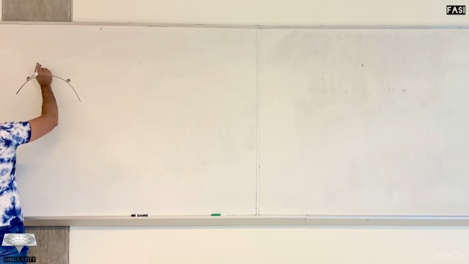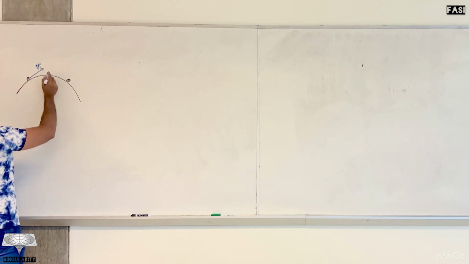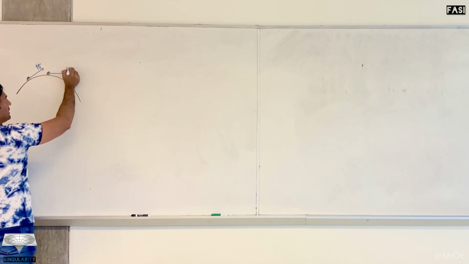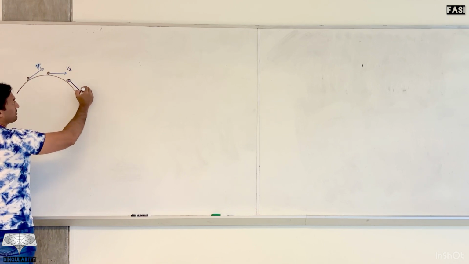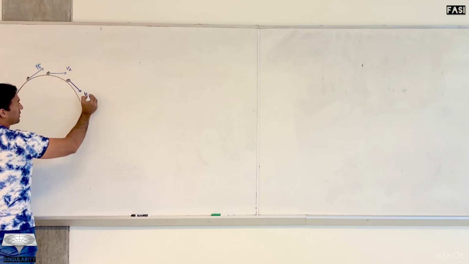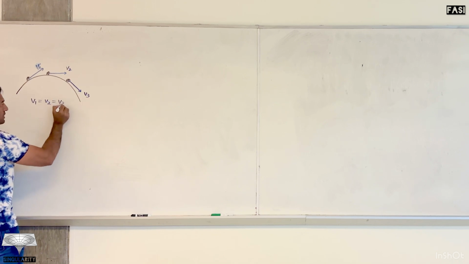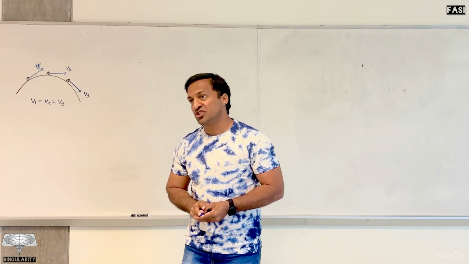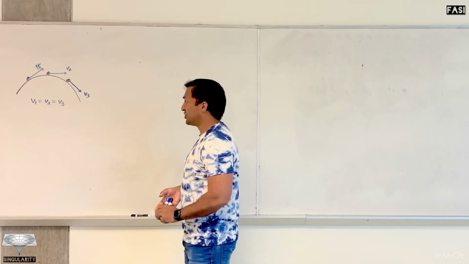Let's call it V1, corresponding to the first time. Then for this one, again, it will be tangent, and the tangent direction will be this one, so let's call this V2. And at this point, it will be in this direction because this is the tangent direction, and let's call this V3. Since it's a uniform circular motion, V1 equals V2 equals V3. That means the magnitude or speed of the car does not change around this loop, but its direction can change.